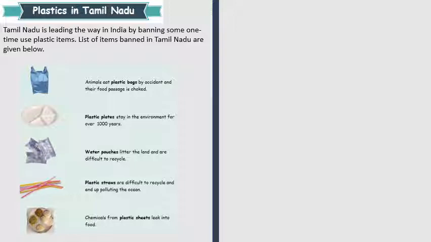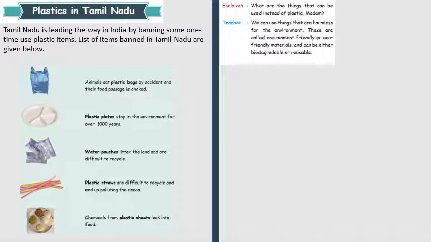Animals eat plastic bags by accident and their food passage is choked. Plastic plates stay in the environment for over 1,000 years. Water pouches litter the land and are difficult to recycle. Plastic straws are difficult to recycle and end up polluting the ocean. Chemicals from plastic sheets leak into the food.